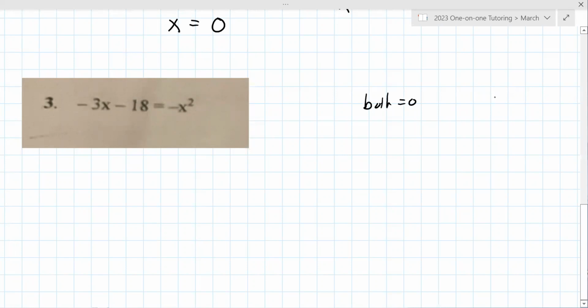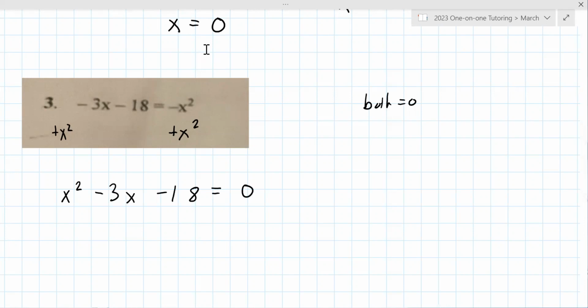So the choice here is to move this minus x squared left, or to move the minus 3x and the minus 18 to the right. We want to move left, but the more important reason for why is because we really want that leading term to be positive. We want it to be positive 1x squared minus 3x minus 18 equals 0. So you'll see that on the test there. When you're solving, you generally set it equal to 0.